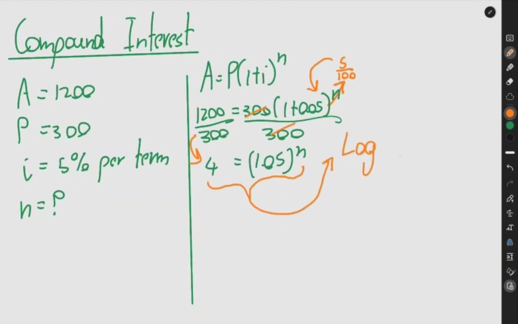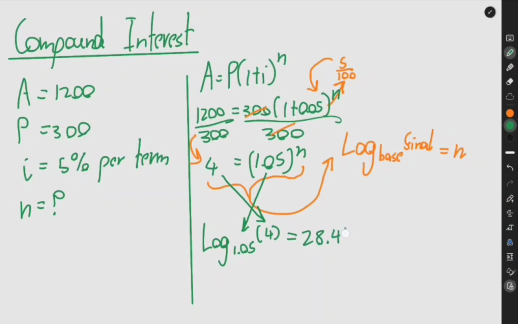We'll use logarithms. We take log base to the final value is equal to the amount of terms. So, filling in those values, we get 28.41, which is n. Should you raise 1.05 to 28.41, you will get 4.